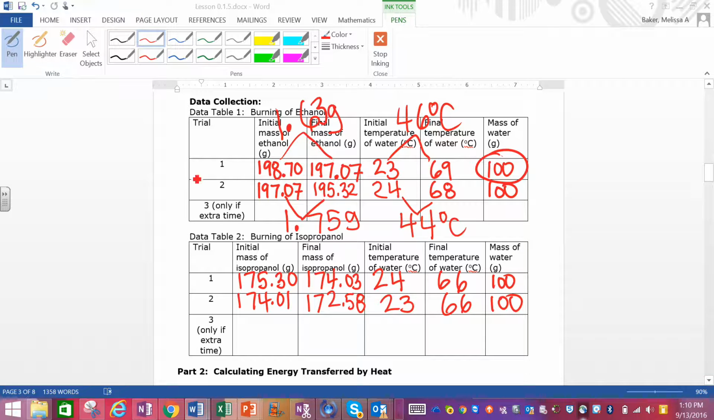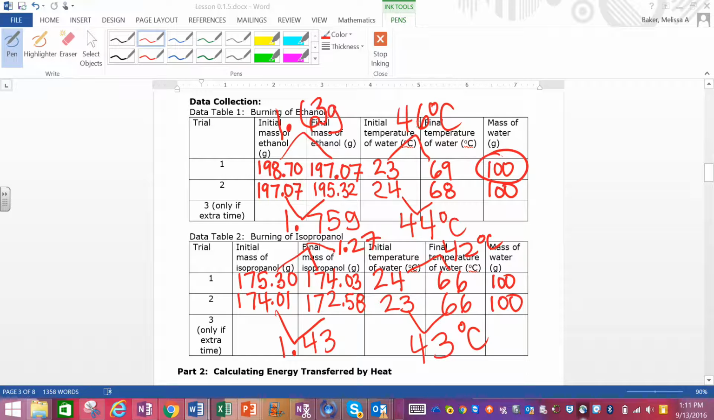And in the burning of isopropanol, the first one is 175.3 minus 174.03. That's 1.27 grams that burned off. And then 174.01 minus 172.58. So again, you'll be doing this for all of your data. I get 1.43. The temperature here went from 24 to 66. That's a temperature change of 42 degrees Celsius. And here it went up an extra degree, 43 degrees Celsius.